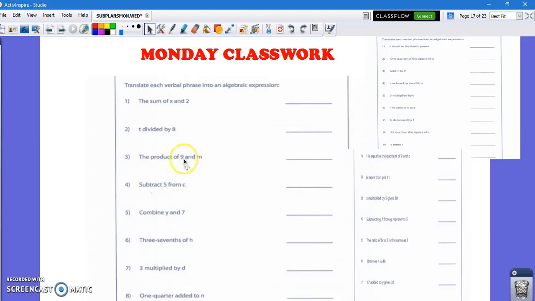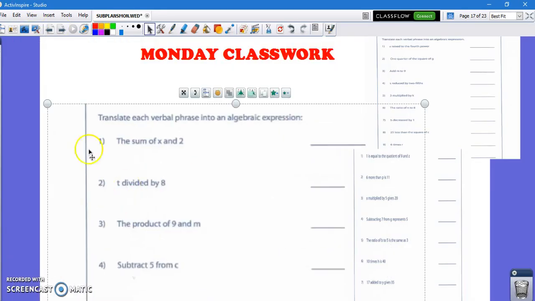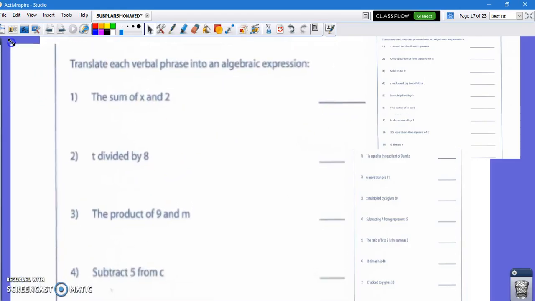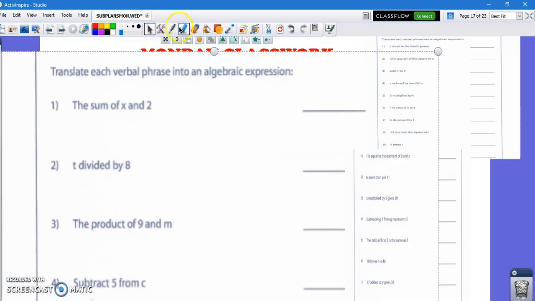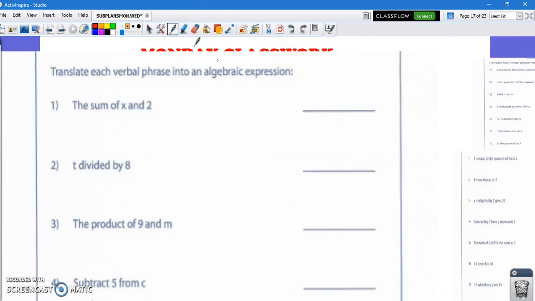Your first part of the classwork looks like this. Let me go ahead and make this bigger. Get it crack-a-lackin', and away we go. All right, so we are writing the mathematical symbols for the translation. Okay. The sum of x and 2. What does sum mean? That's right, use your keyword sheet, and you will realize that sum means addition. So this one is going to be an addition problem. So x and 2, the sum of x and 2.